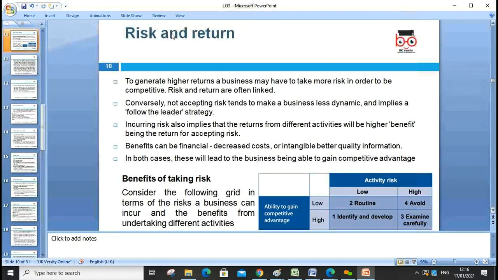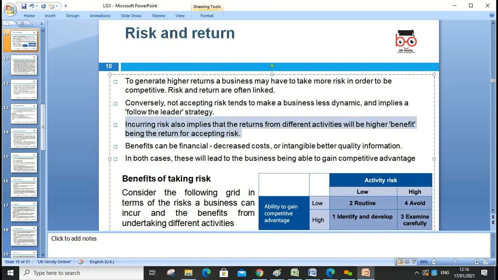Okay, so when we do risk management, risk and return. To generate high return, a business may have to take more risk in order to be competitive. Risk and return are often linked. Conservatively not accepting risk tends to make a business less dynamic. We always have to accept risk. We have to make a strategy and action plan. Incurring risk implies a return and a benefit. The benefit can be financial, such as decreased cost.